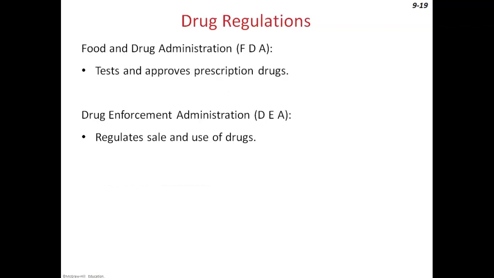Drug regulations. The federal government has jurisdiction over the manufacture and distribution of drugs in the United States. The FDA, or Food and Drug Administration, an agency within the Department of Health and Human Services, tests and approves drugs before releasing them for public use. They also oversee drug quality and standardization.